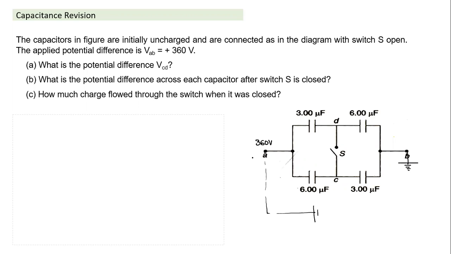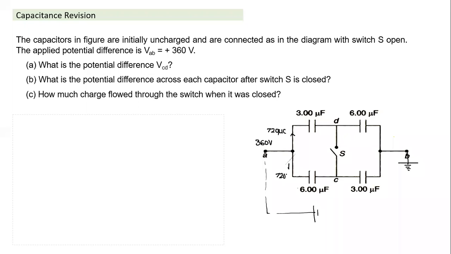So if we have this kind of arrangement, when the switch is open, these two are in series, and these two are also in series. And if they are in series, what is the equivalent capacitance here? Equivalent capacitance is 6 into 3 divided by 9, that is equal to 2. So equivalent capacitance is 2, voltage is 360. So charge will be equal to 720 microcoulomb on each one of them.